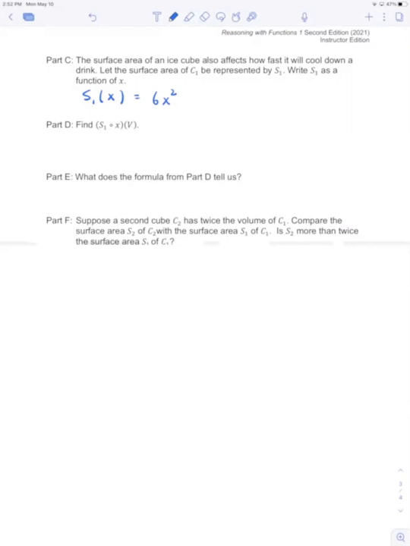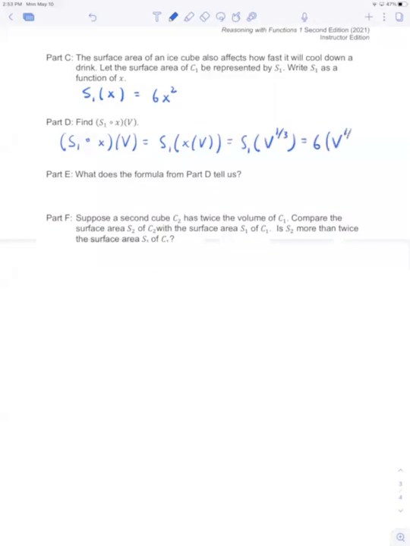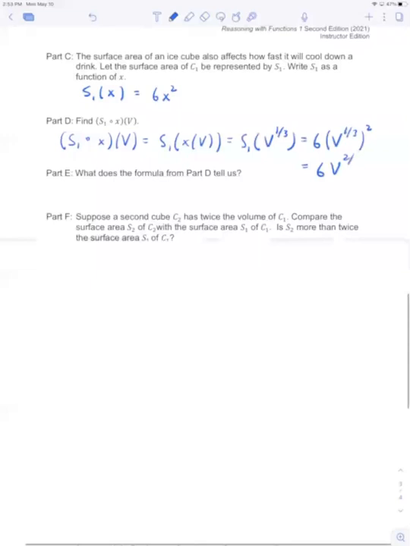Part D, find S1 circle X of V. So S1 circle X of V, just by definition of composition, is S1 of X of V, which is S1 of, we found this earlier, V to the 1/3, which is equal to 6 times V to the 1/3, and we have to square that, which if we simplify it, we get 6V to the 2/3.